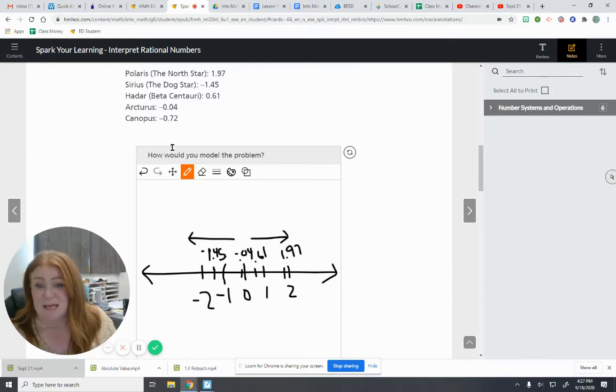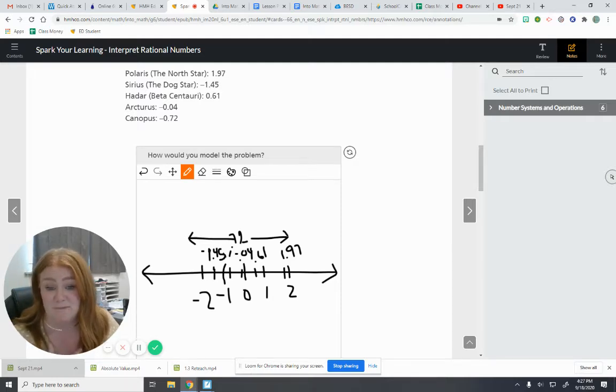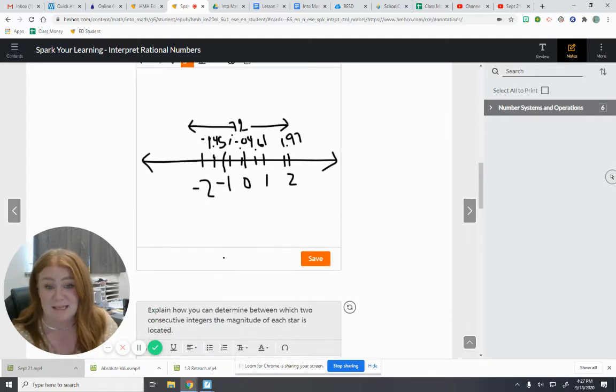And then our last one, Canopus, is a negative, and I can see less than this one here, the Arcturus, and 72 cents is closer to $1, but I know it's on the negative side, so negative 0.72. So I had a lot of different ways that I had to think about those.